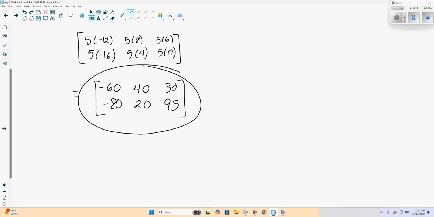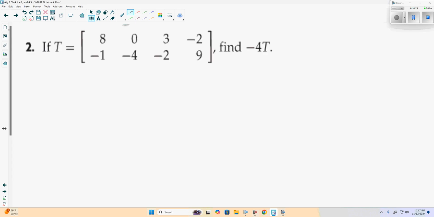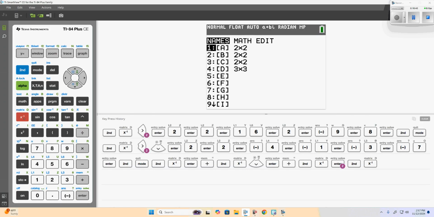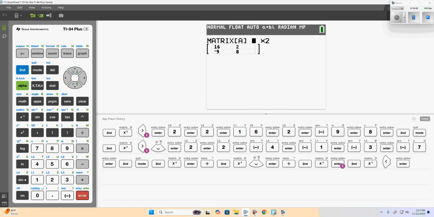Yep. We can do these exactly as we did the others in the calculator. Questions on this here? So if we wanted to do this in the calculator, all we got to do is define it first. So we'd go second matrix, over to edit, and hit enter for matrix A, because it doesn't matter since we only have one. And this next one here is a 2 by 4.